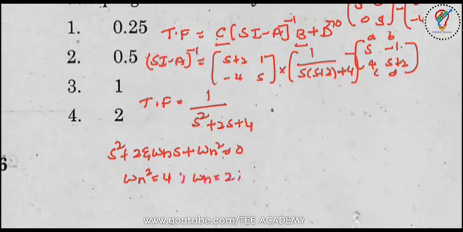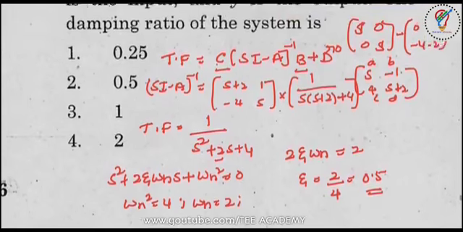So by comparison, I'm comparing the characteristic equation, and 2 zeta omega n is equal to 2 here, you get it, no? So now zeta is equal to 2 divided by 2 into 2, so it is 2 by 4, going to be 0.5. So for this problem the answer is going to be option 2 here.